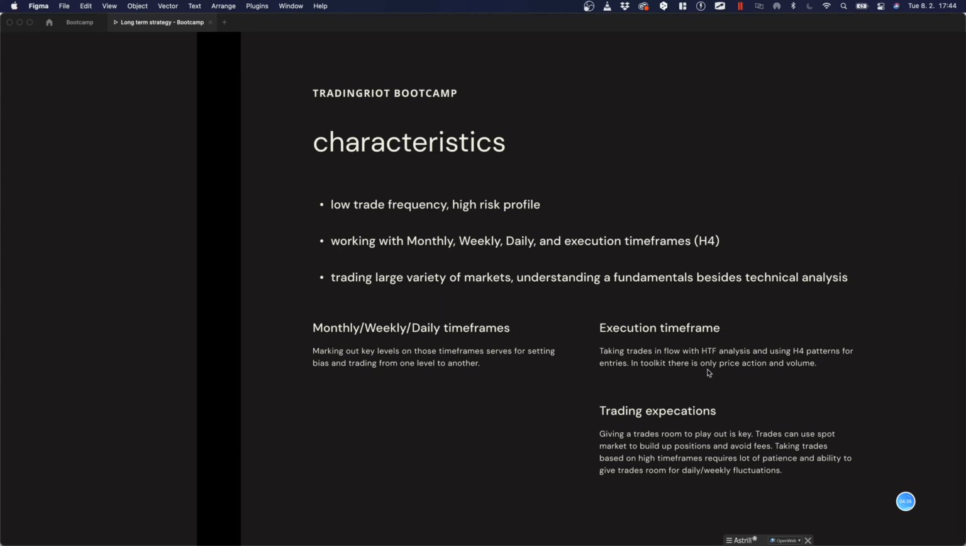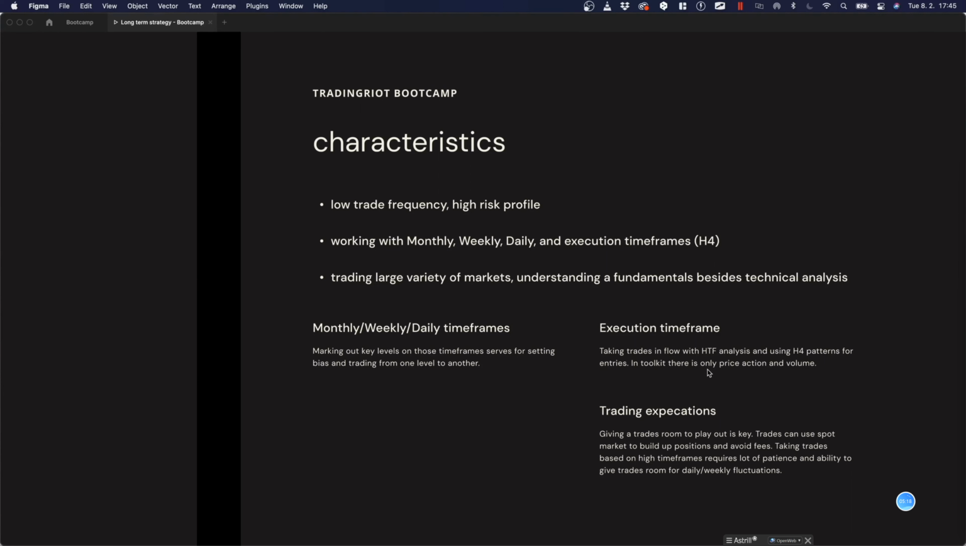I will show you something in a bit. What I mean by that is traders can use the spot market to build up a position and avoid fees. If you are buying something like Bitcoin or crypto in general, you can scale into the position. This is the only time that I would do something like this. I'm not a fan of scaling in and scaling out of trades, but when it comes to long-term holds, it's actually fine to buy in chunks when you don't know exactly when the thing is going to reverse.